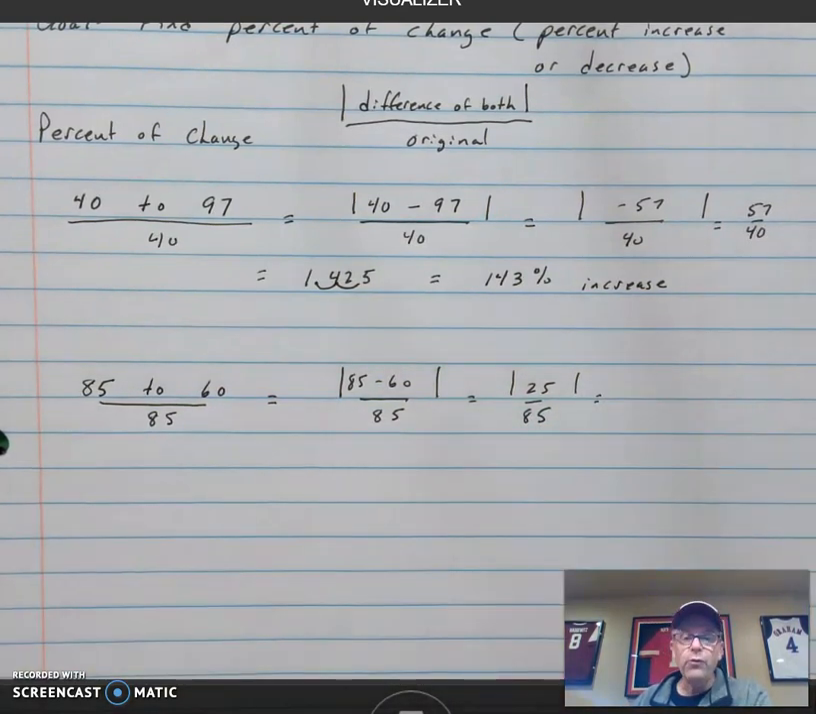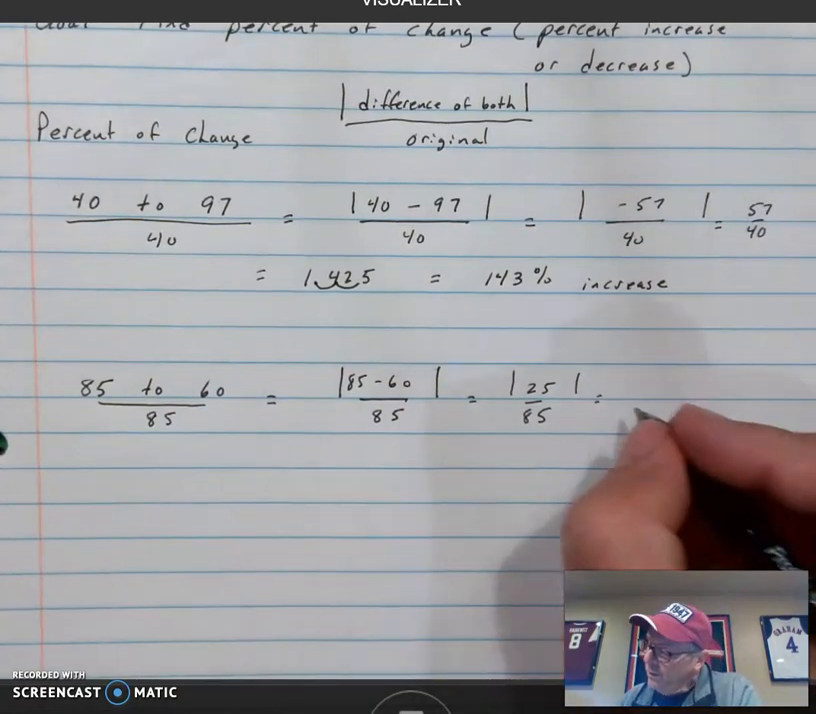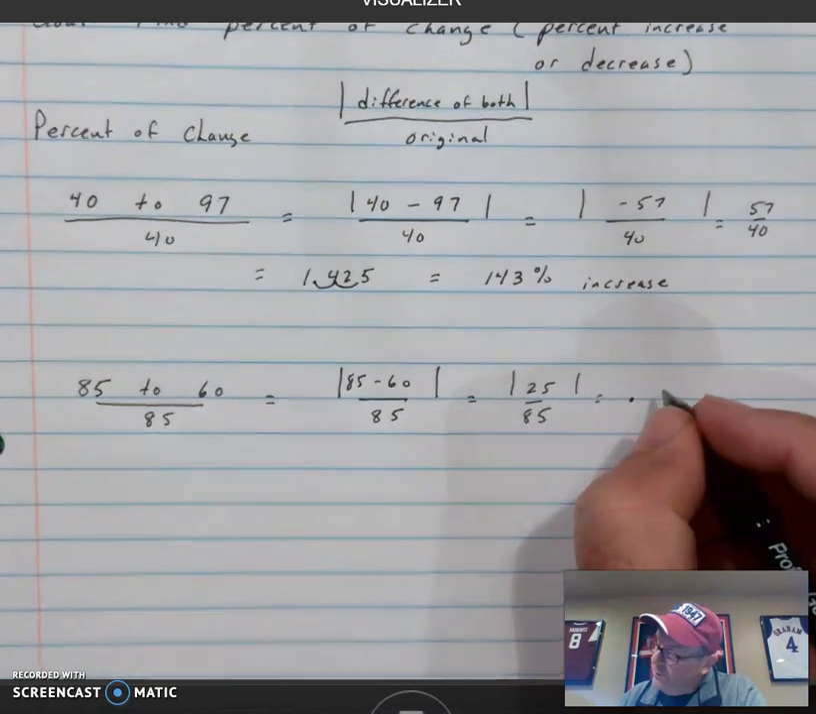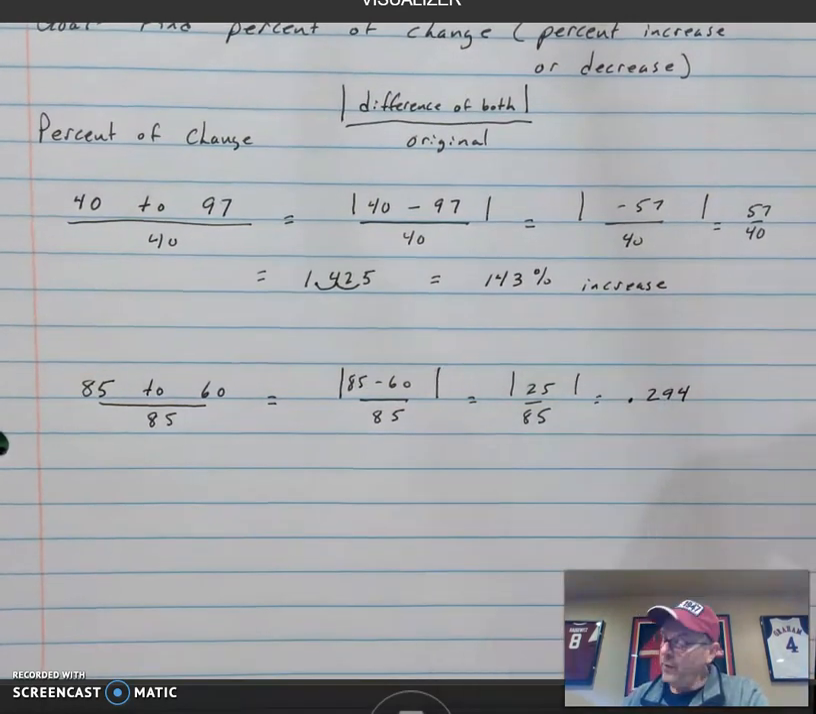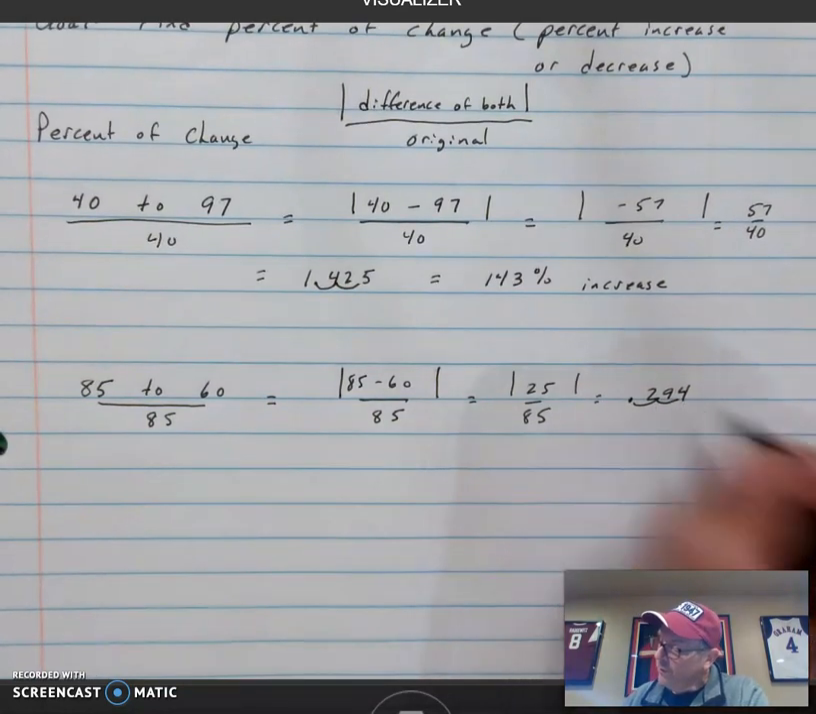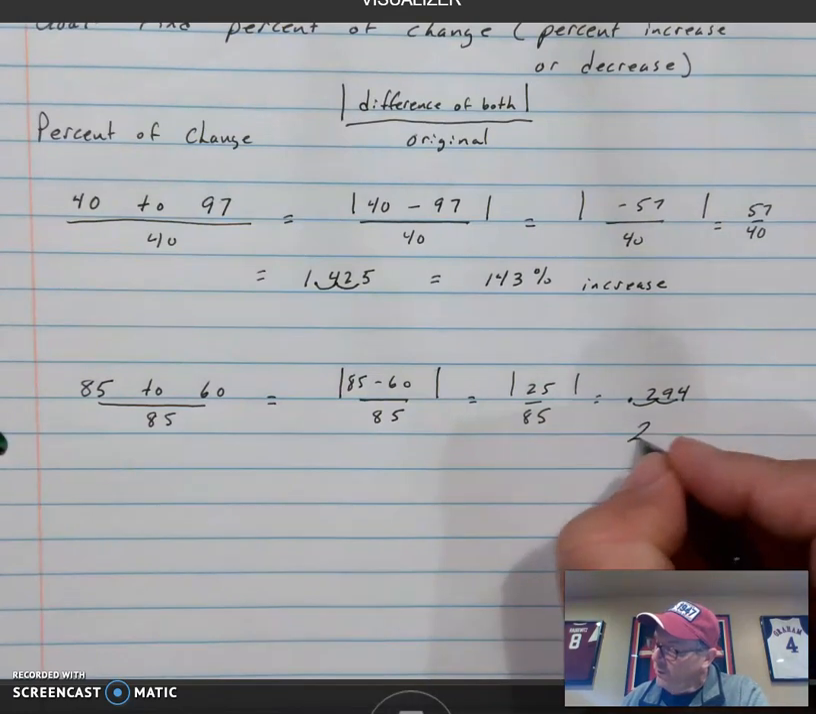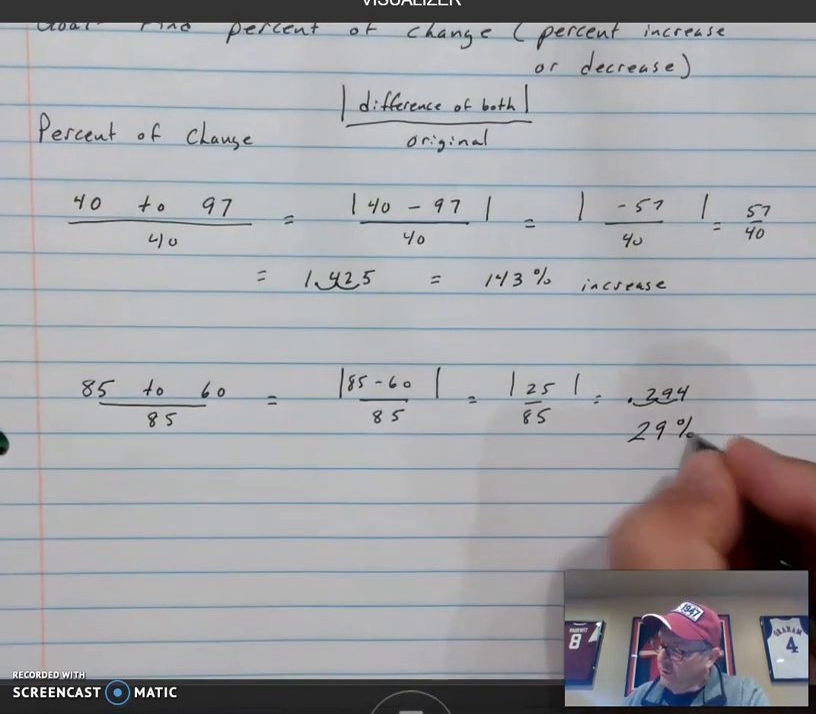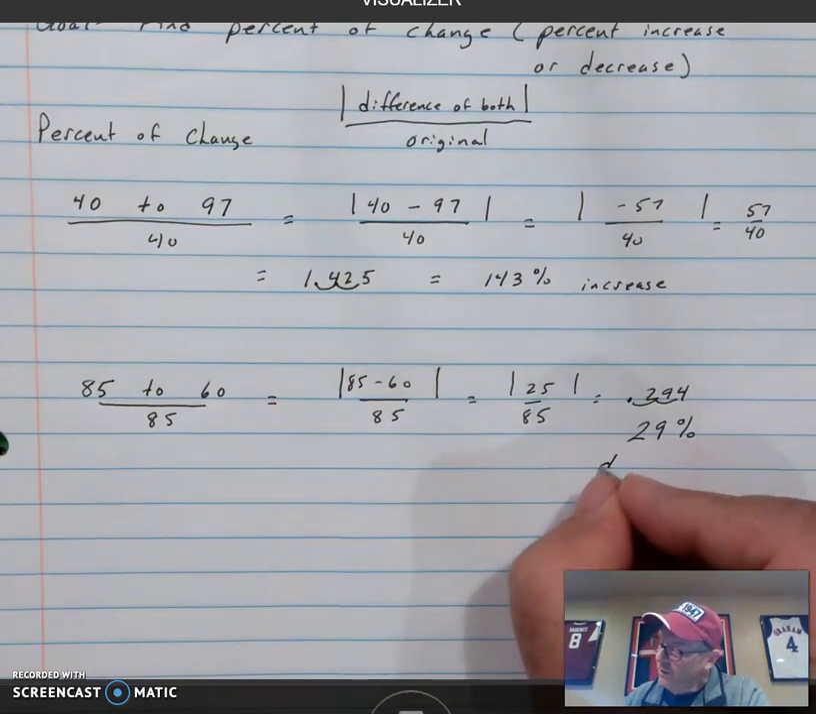So if you go 25 divided by 85, you're going to get 0.294. And so if we want to round that to the nearest percent, 29.4, and nearest whole percent, 29%. Now since it went down, remember that's a 29% decrease.